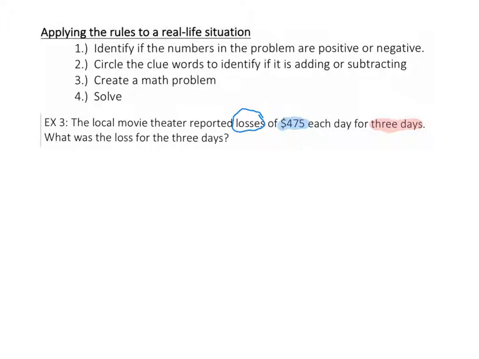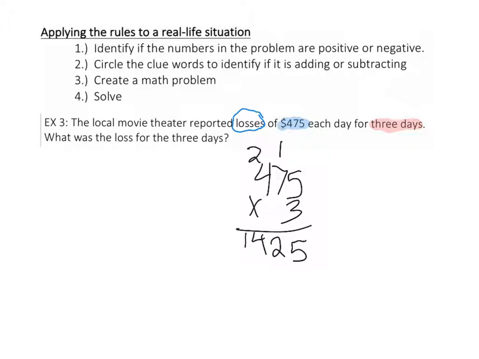So for 3 days they lost $475. So here I'm going to actually multiply because it is a $475 loss for 3 days each. So I multiply. 5 times 3 gives us 15. I carry the 1. 3 times 7 gives us 21. Plus 1 gives us 22. 3 times 4 gives us 12. Plus 2 gives us 14. So they lost $1,425. Now, we had the word losses up here. That means that this answer has a negative.